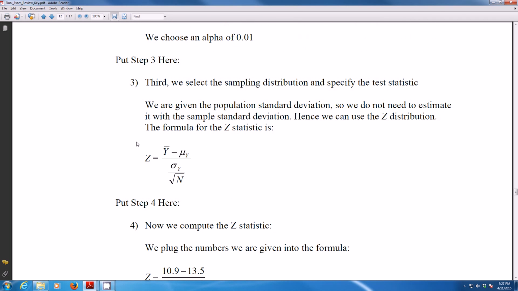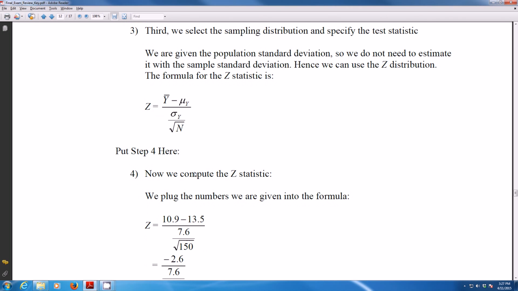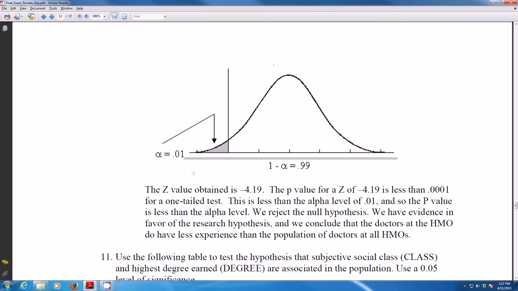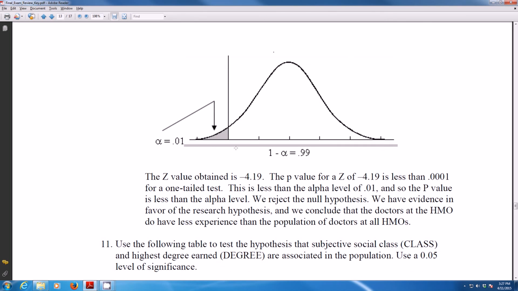Another variation is that you could be given only the sample standard deviation instead of the population standard deviation, in which case you'd have to use the t-distribution. And if you use the t-distribution, you'd have to use the t-table to compare your t obtained to a critical value. If your t obtained is bigger than that critical value, you can reject the null hypothesis. That's basically the only way a question like this can vary on a final. So just be aware of all those different possibilities, and you should be able to do fine.